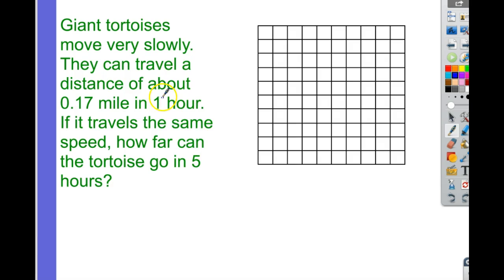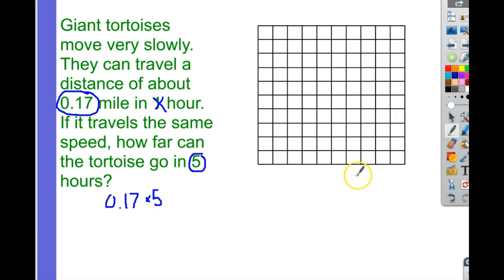So right now I know that I'm not going to need this 1 right here because that doesn't really tell me anything. It just tells me how many miles they travel in an hour. What I'm going to use is 17 hundredths of a mile, and I'm going to multiply that times 5 because we're trying to figure out how far he can go in 5 hours. I know how far he can go in 1 hour, so now I need to multiply to figure out how far he can go in 5 hours. So my problem is going to look something like this. It's going to be 17 hundredths times 5.